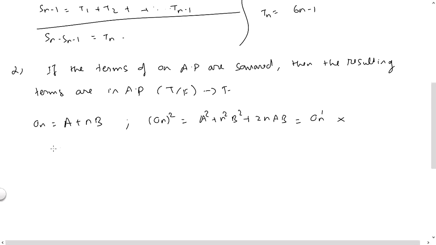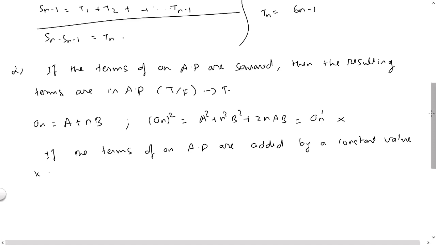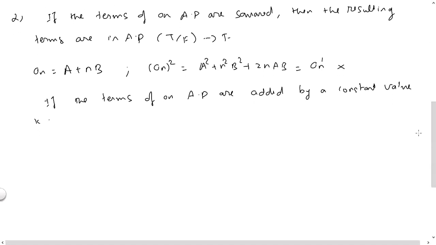So the same way, if the terms of an AP are added by a constant value k, okay, then what will happen to the terms of the resulting sequence? Will they be in AP or will they not be in AP? So for this also we will do the same thing. We will take an is equal to a plus n into b, right?